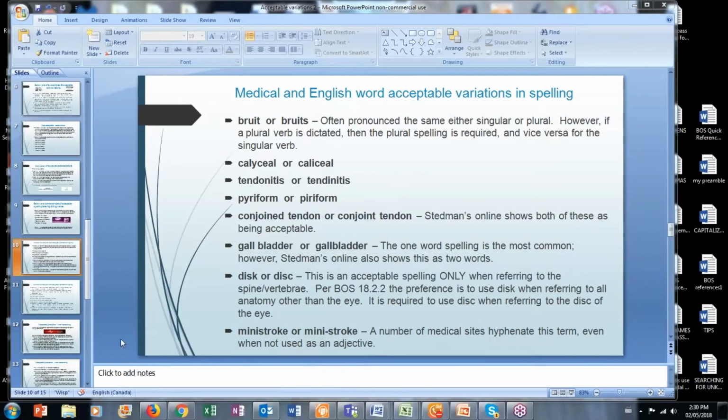Any other? How about discectomy and diskectomy? It's the same thing. Yeah, discectomy would be the exact same as disc and disk. You would use a C for the eye. If you use diskectomy for the eye, you would be marked wrong. Exactly. But if you use disk for the back, you would be fine. So you can use the K in disk and diskectomy for the back, but you can only use the C for the eye.